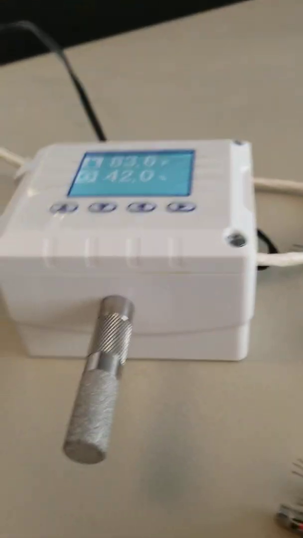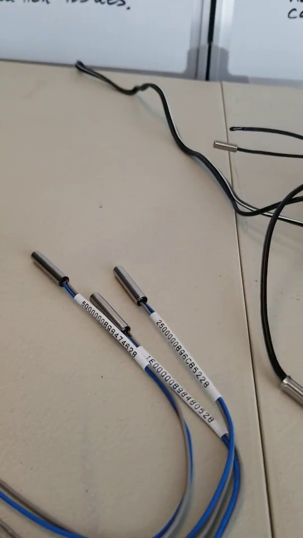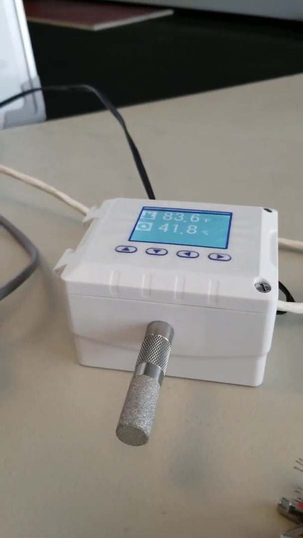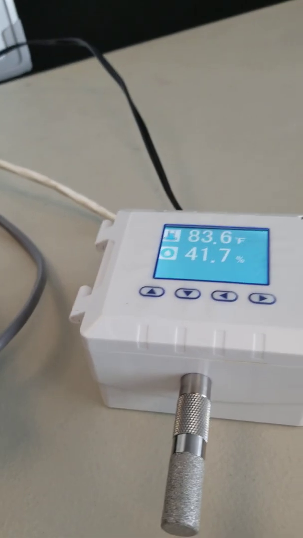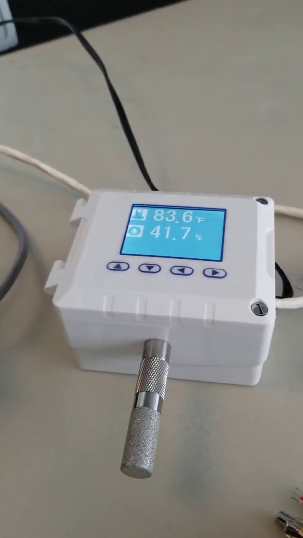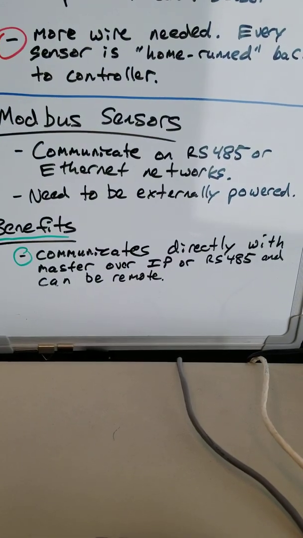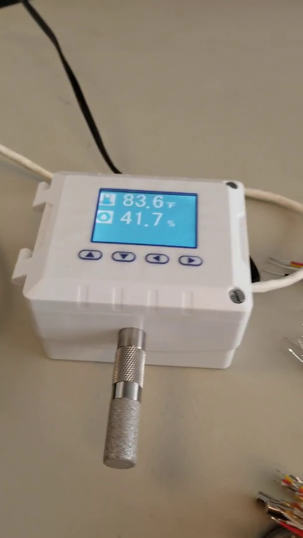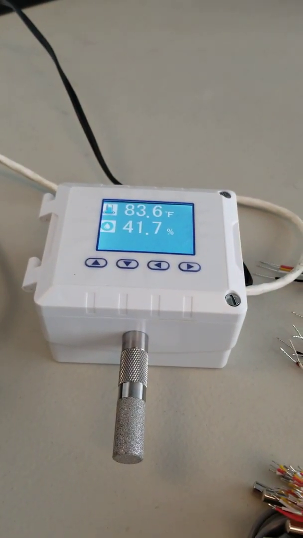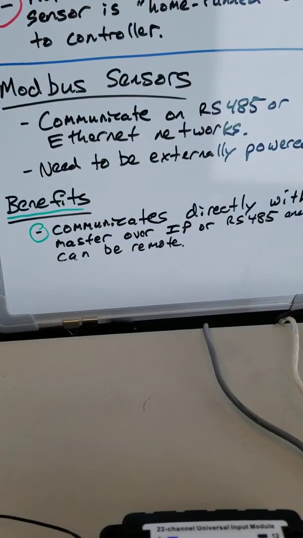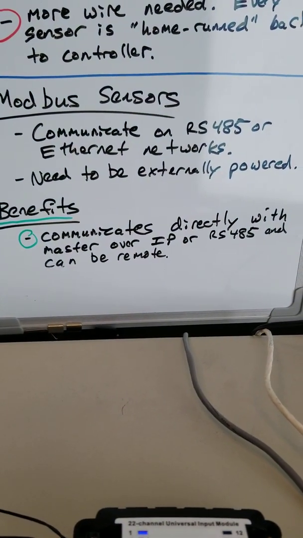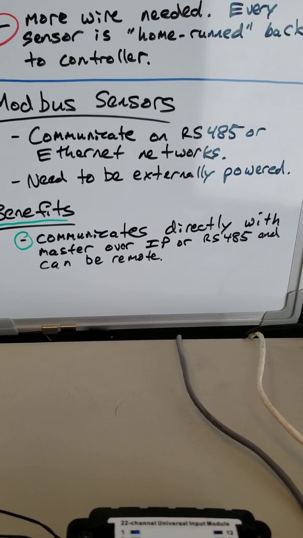Obviously, these Modbus sensors are a bit more expensive than a simple 10K thermistor or a simple one-wire sensor. But you can do more things with them. Like this one also has analog outputs on it. Modbus sensors communicate on RS-485 or Ethernet. This one actually does both. It can do Modbus RTU or Modbus TCP. They need to be externally powered, and the benefits are they can communicate directly with a master.